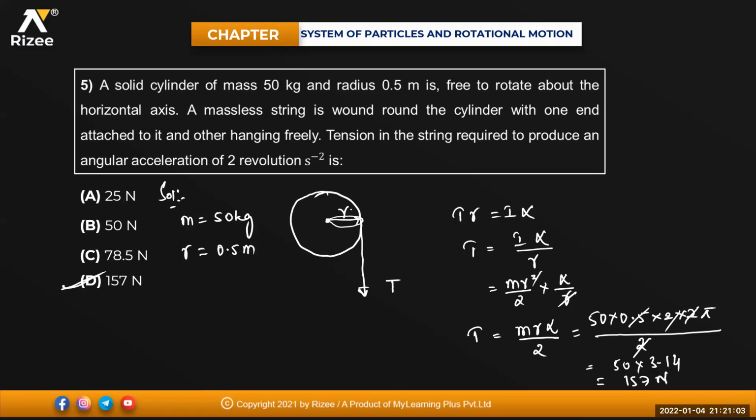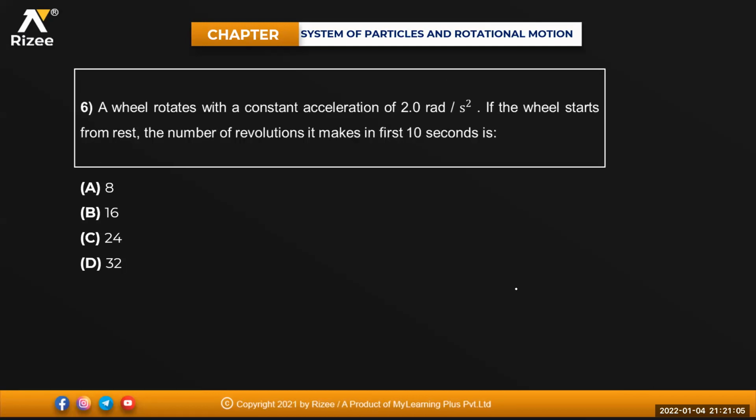Chalo. Next one, try it, but can anyone try this question? A wheel rotates with a constant acceleration of 2 radians per second square. If the wheel starts from the rest, the number of revolutions it makes in the first 10 seconds will be equal to how much? Good question. Can anyone try it?